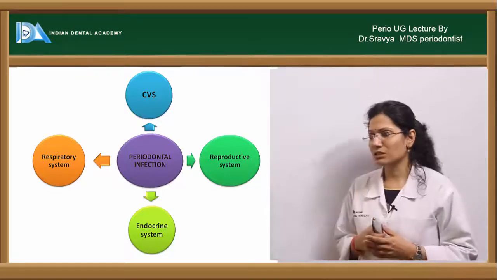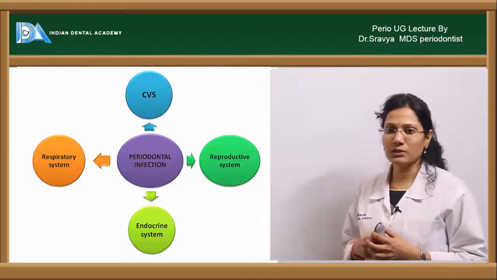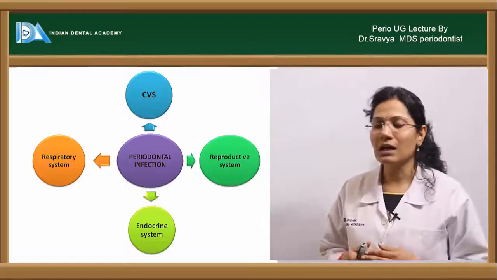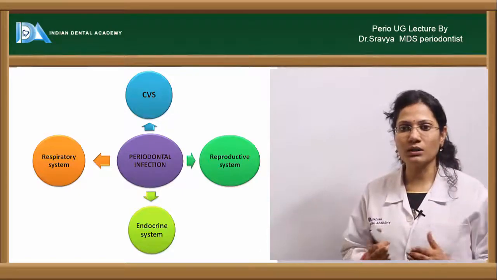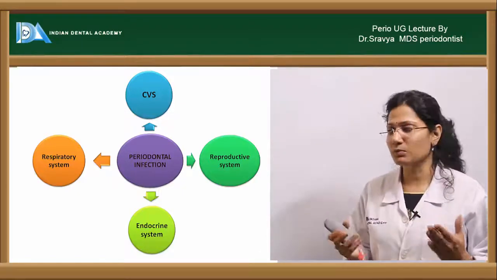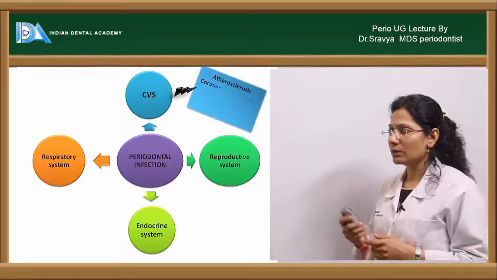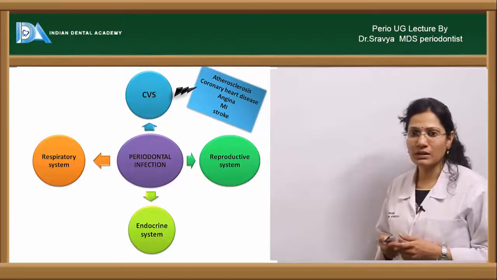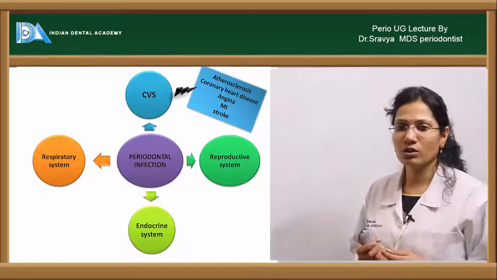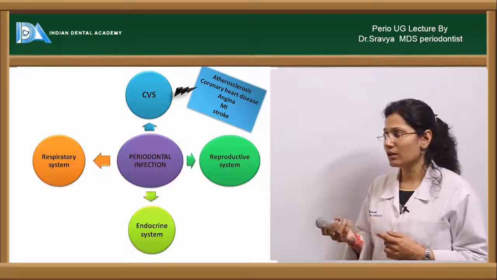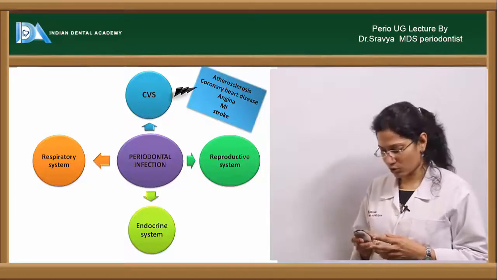Now what we are going to discuss is under four subheadings: the cardiovascular system, the reproductive system, the endocrine system, and the respiratory system, and how all these systems are interrelated with periodontal infections. Under the CVS, the most commonly occurring conditions are atherosclerosis, coronary heart disease, myocardial infarction, angina, and even stroke, that is cerebral stroke.